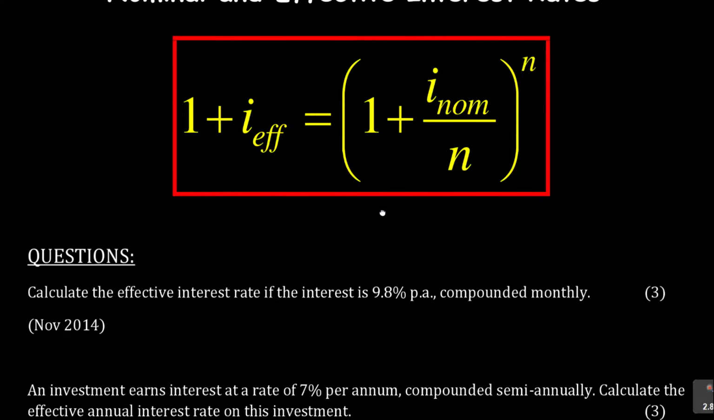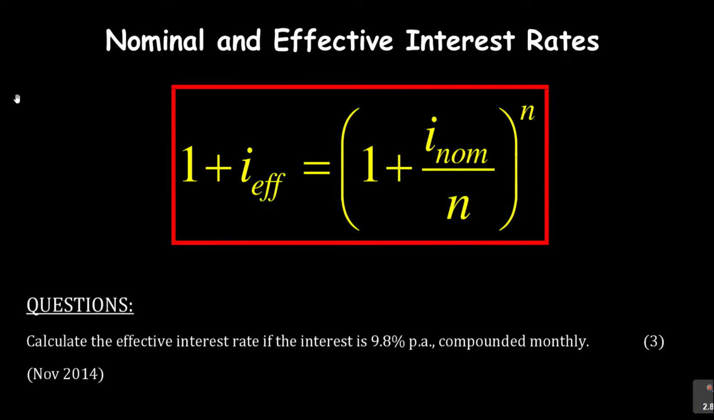But let's look at this. So this is the formula. What are you saying here? You are given I_EFF. EFF means effective. That's the effective interest rate. So 1 plus the effective interest rate is equal to 1 plus the nominal interest rate divided by n, to the power of n.